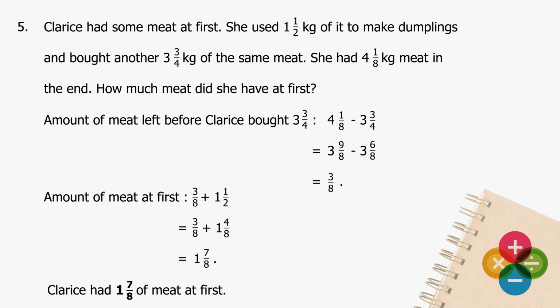The amount of meat left before Clarice bought 3.75 kilograms of meat will be, subtract 3.75 from 4.18, which is equal to subtract 3 9/8 from 3 6/8, and the difference is 3/8. The amount of meat she had at first will be, add 3/8 to 1.5, which is equal to add 3/8 to 1.4, and the sum is 1.7. Clarice had 1.7 kilograms of meat at first.